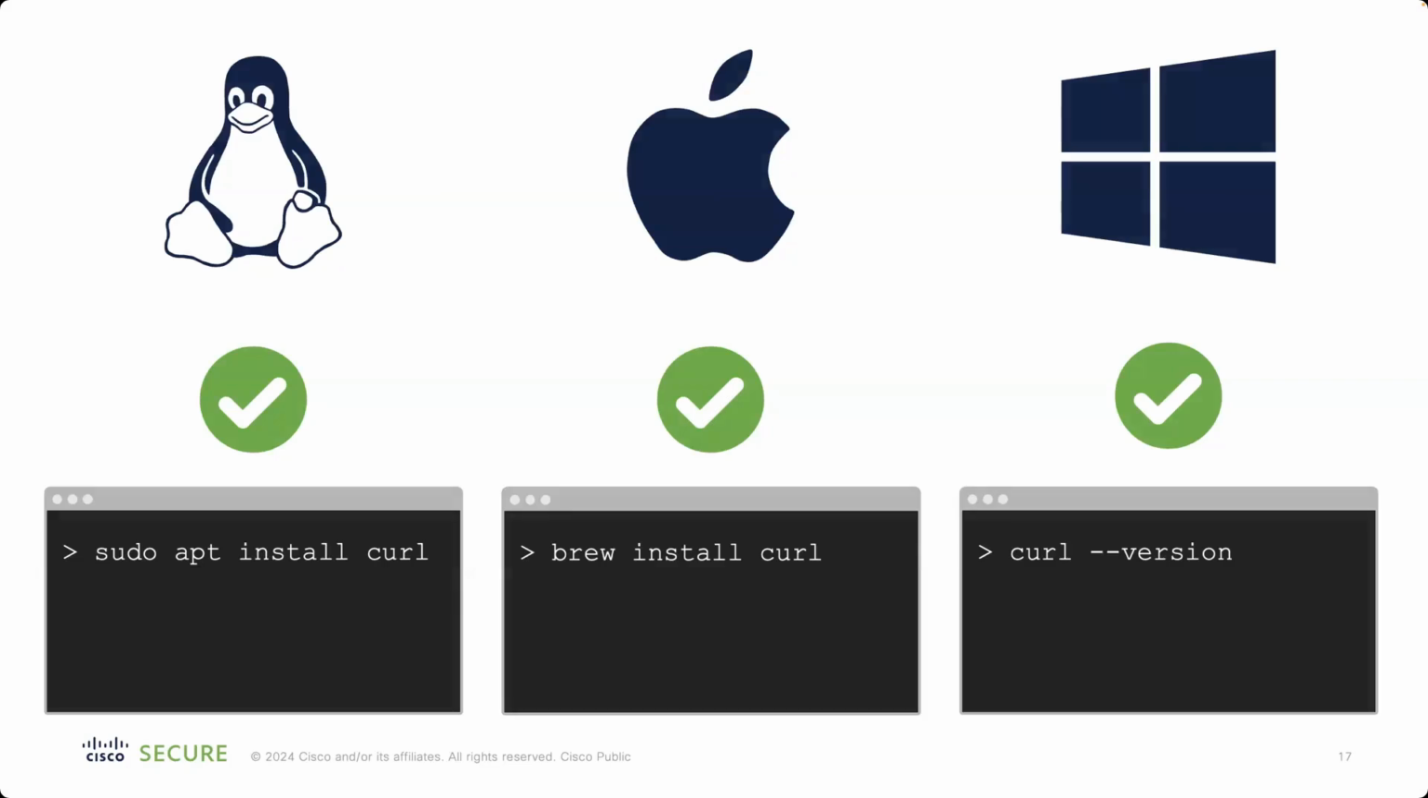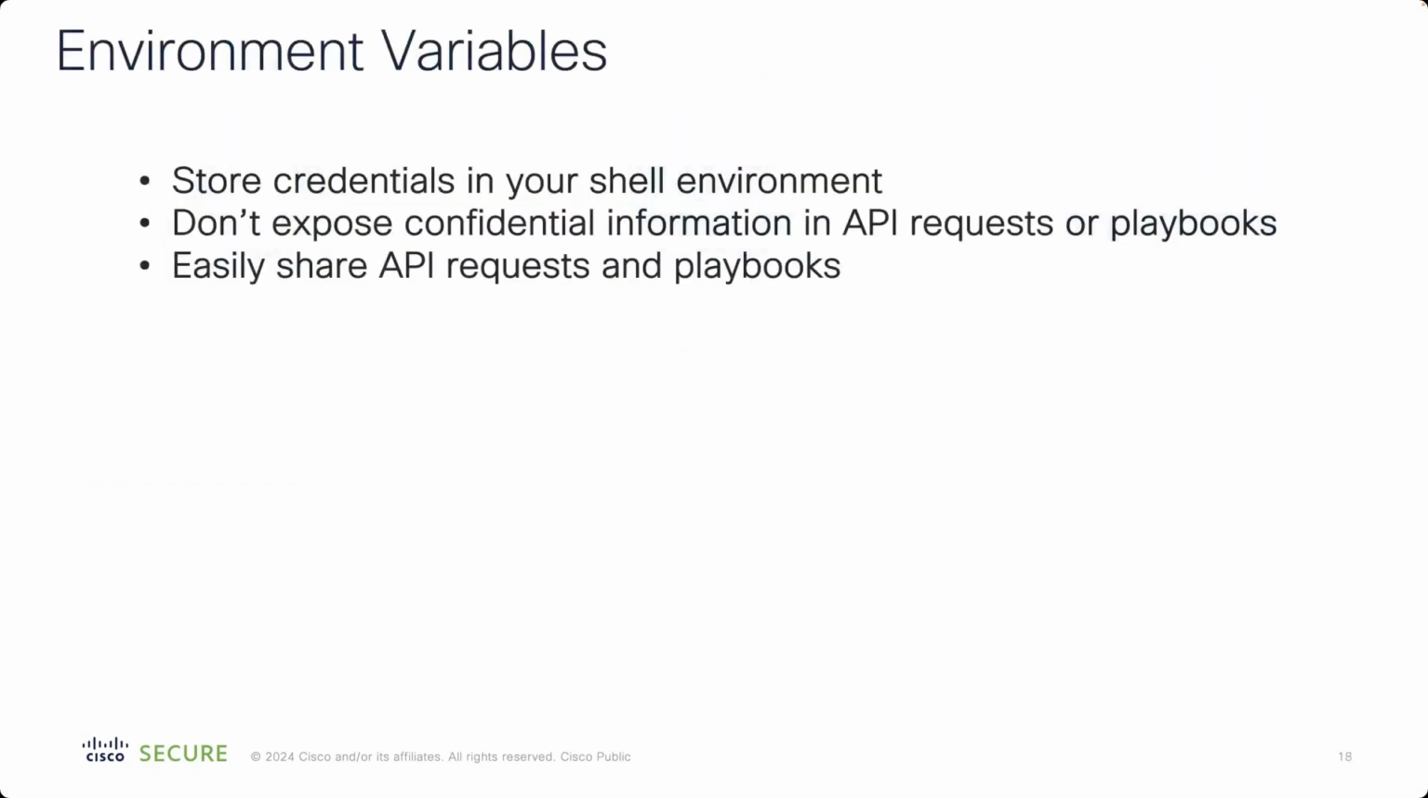And once you have curl installed, we need to store some environment variables in your shell. What this allows you to do is it keeps your credentials safe. Nobody's going to read your credentials just by going through your APIs, because you're using variables that call upon your environment instead of actually documenting them in plain text.